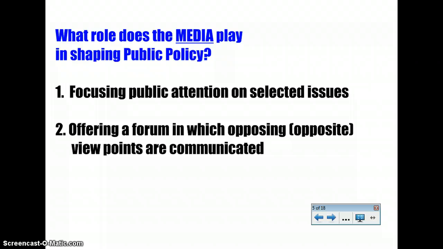The next way that the media helps to shape public policy is they offer a forum or a place where opposing viewpoints are communicated. So sometimes on a newscast, they'll bring in two different points of view and let those people share their views, sometimes debate about an issue, or just educate the public on both sides of the story. So they offer a forum where opposing viewpoints can be communicated.